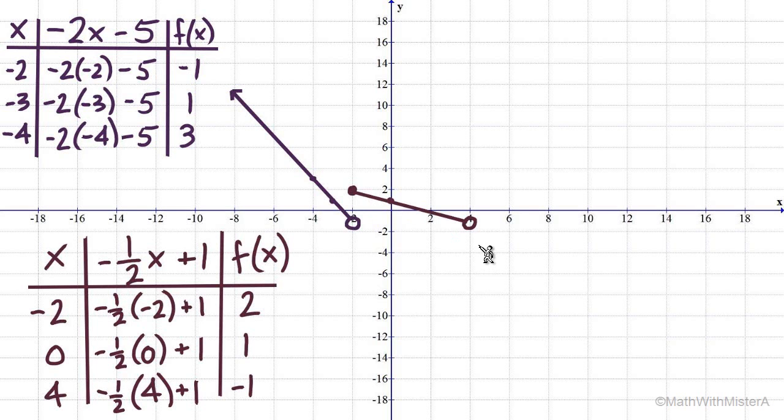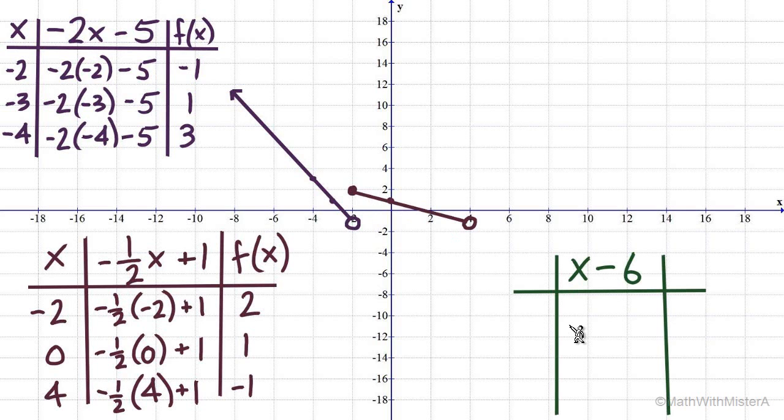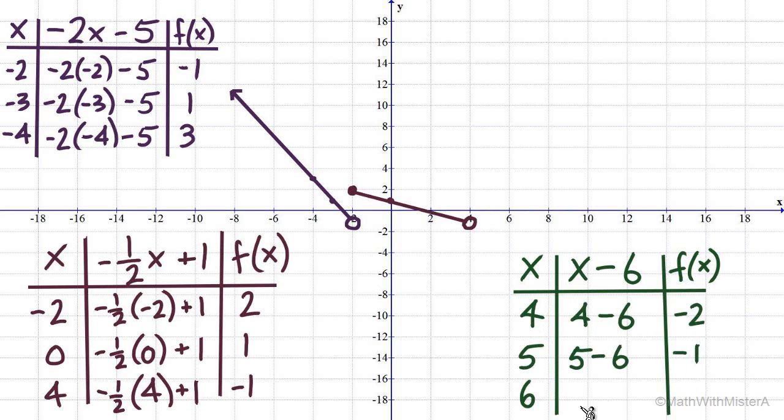Now our last piece was the function x minus 6. Do a quick table here. This function was used for x values that were greater than or equal to 4. So I'll start with that boundary point 4 and pick some x values that are greater, 5 and 6. So we're doing the plugging in business, 4 minus 6, negative 2, 5 minus 6, negative 1, 6 minus 6, 0. Let's plot those points.